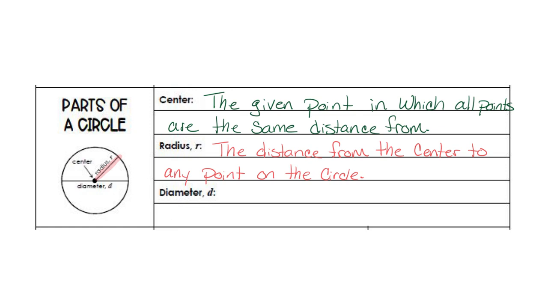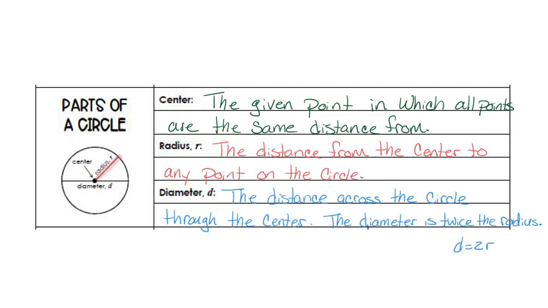The third word we have is diameter. Now the diameter is the distance across the circle through the center. So it's straight across the circle, but it must go through the center. The diameter is twice the radius. So D for diameter equals 2r. And again, 2r means 2 times r. So the diameter on our example would be right here, all the way across the circle, going through the center.